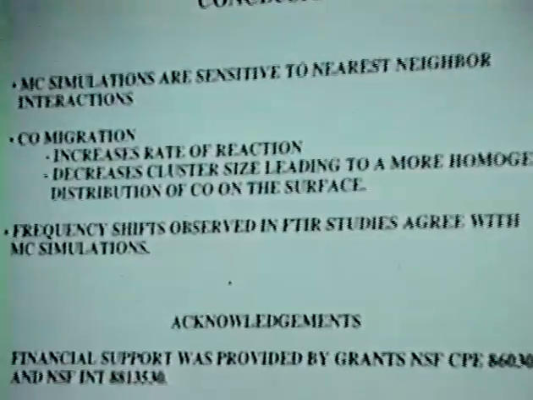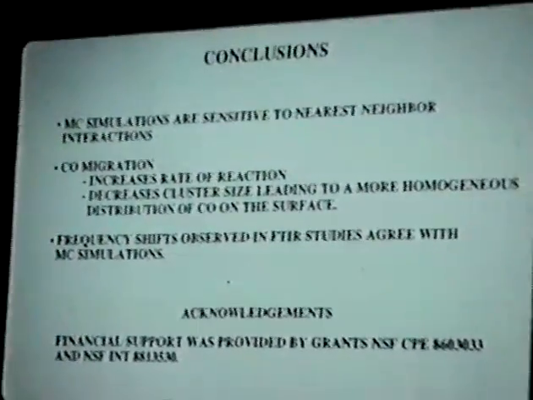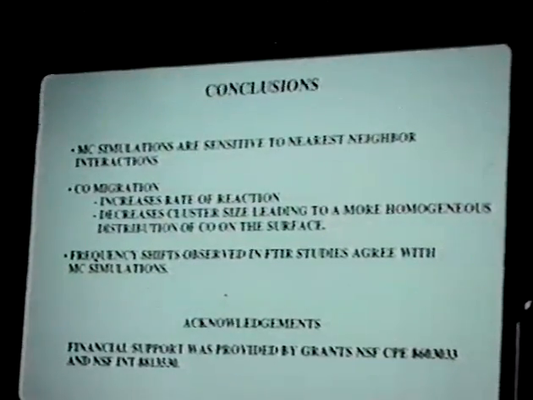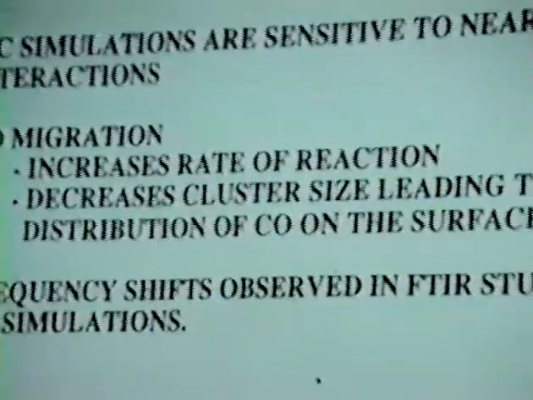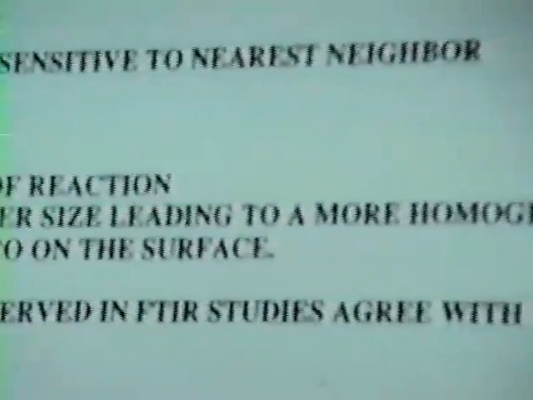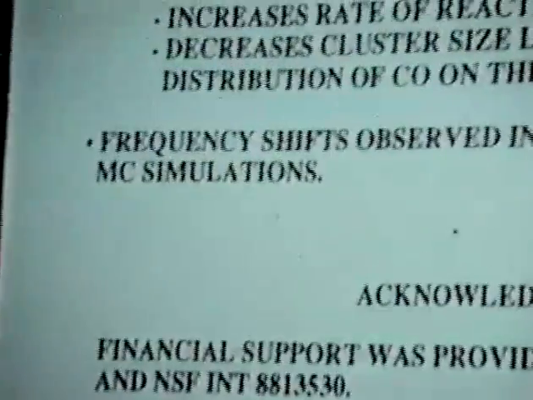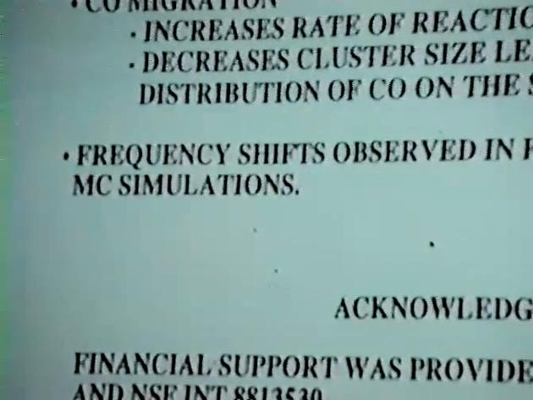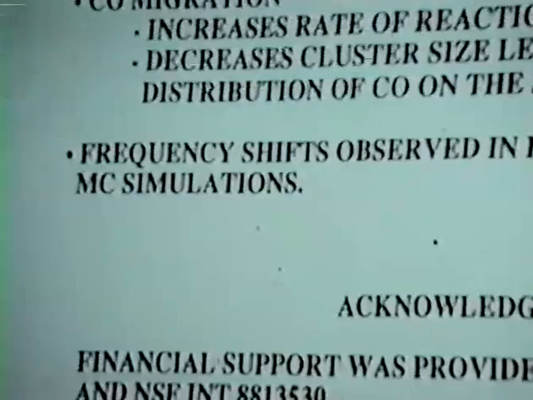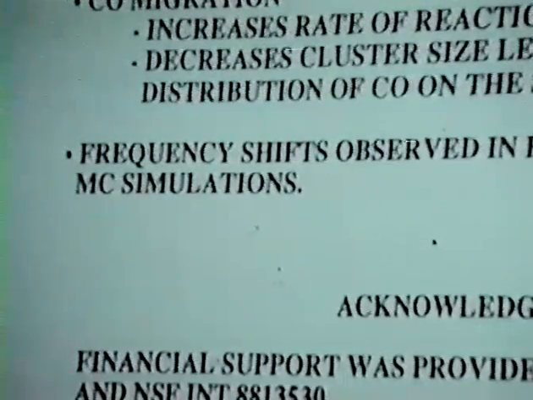So I'd like to conclude this presentation by emphasizing that these MC simulations are pretty sensitive to the kinds of algorithm that you put in the simulations in the first place. That CO migration increases the rate of reaction if you add that to your model, and also decreases the cluster size, and this leads to a more homogeneous distribution of CO on the surface, as you would expect. And that we have a fairly decent agreement, I think, given all the assumptions of these simulations, between our infrared results and the results from these MC simulations.